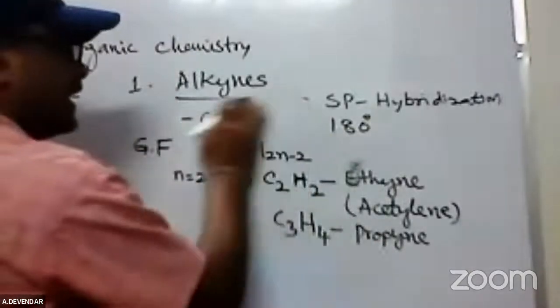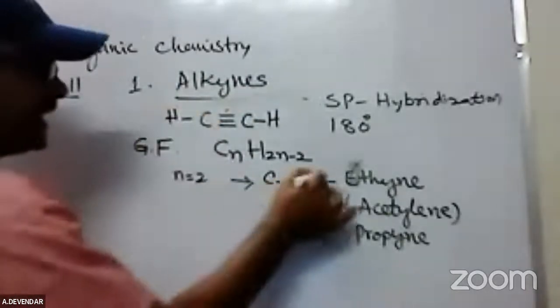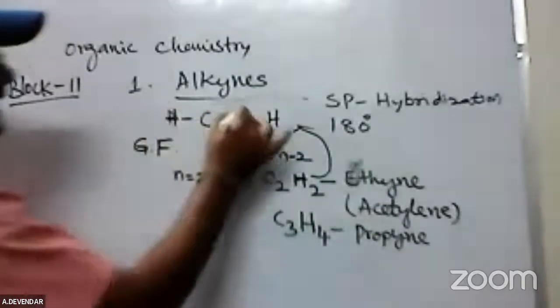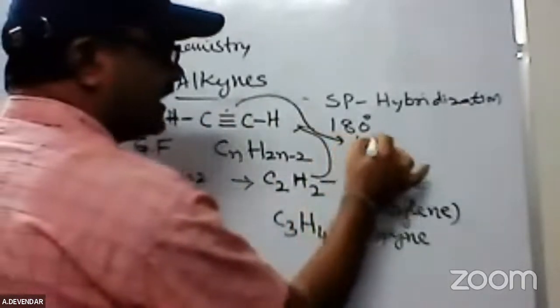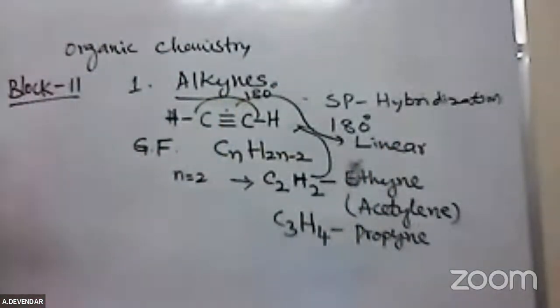Now see this structure. I am writing the same general formula, CnH2n-2. This is ethyne. It is a linear structure, with a bond angle of 180 degrees and sp hybridization.